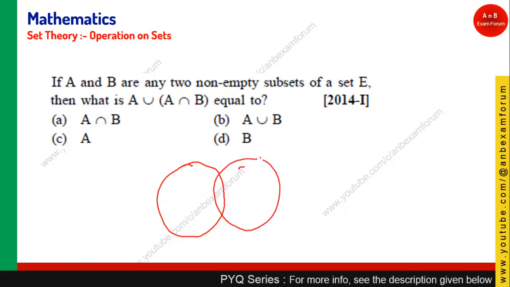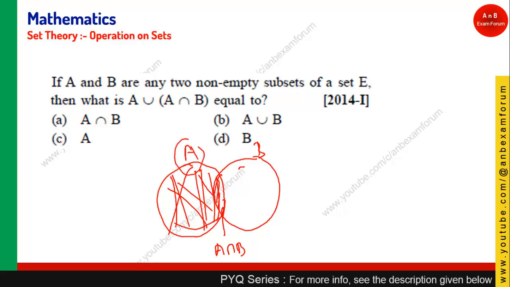Okay, so we have two sets A and B. So this portion represents A intersection B, and you are unioning with A intersection B. So A union with A intersection B will become this whole shaded portion, which represents set A. So option C should be the correct answer. Let's see what is the right answer. Yes, option C is the right answer.